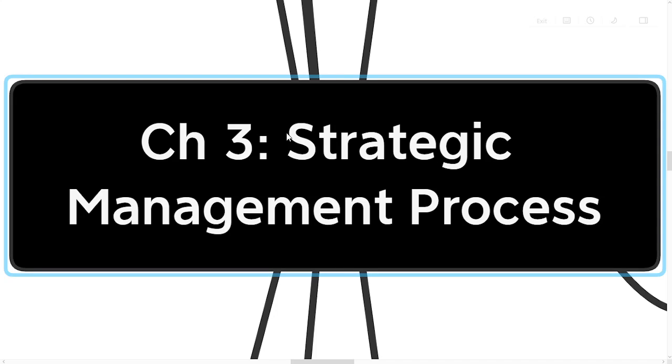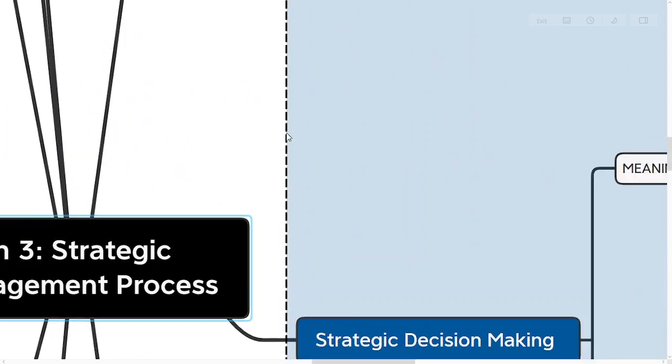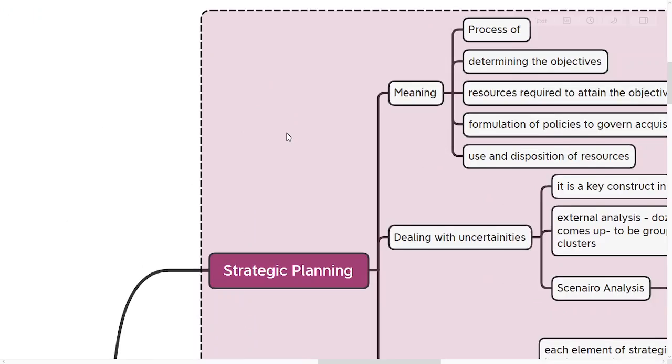Chapter 3, Strategic Management Process. In Strategic Management Process, the first part is strategic planning. What is the meaning of strategic planning?